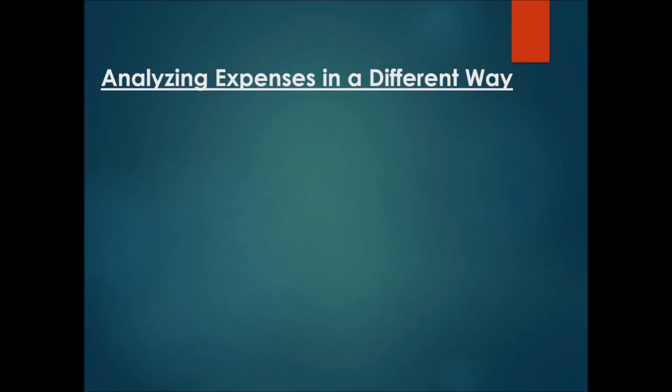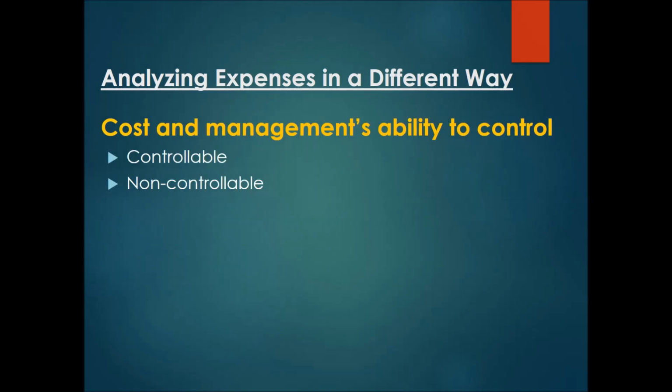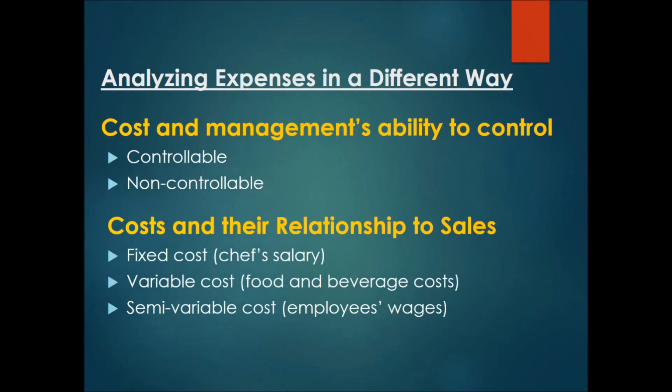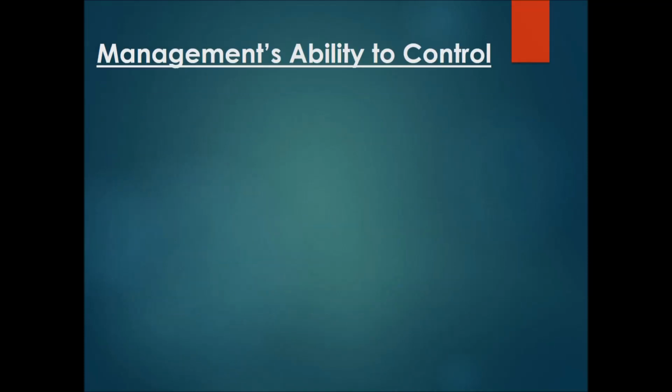Now you can analyze expenses in a different way. Businesses can analyze costs by using categories other than food, beverage, labor, and overhead. Costs can also be analyzed based on management's ability to control them. We can call them controllable costs and non-controllable costs. It can also be in relation to sales, so we can have fixed costs, variable costs, and semi-variable costs. So let's be more specific here.